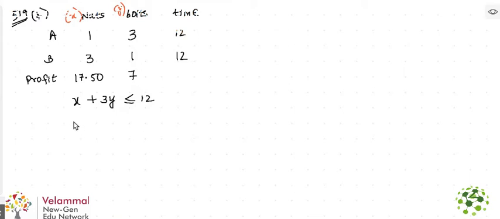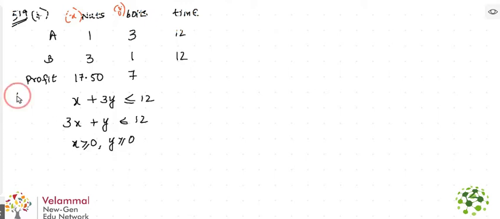Similarly, machine B, I am producing X packs of nuts. So 3 hours. So 3x plus y is again less than or equal to 12. Can nuts and bolt packets be negative? No. So x greater than or equal to 0, y greater than or equal to 0. So for framing the constraints, these are the four equations we have.